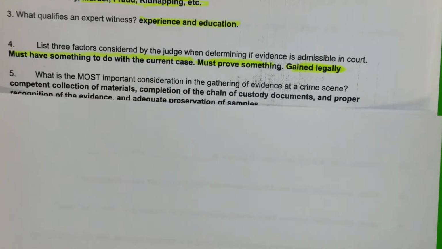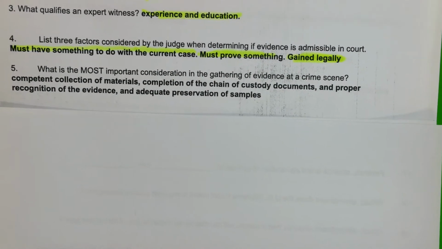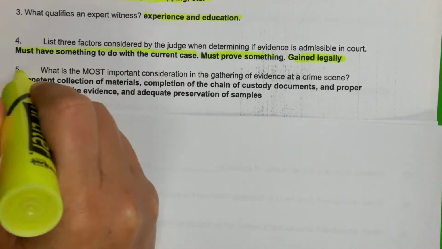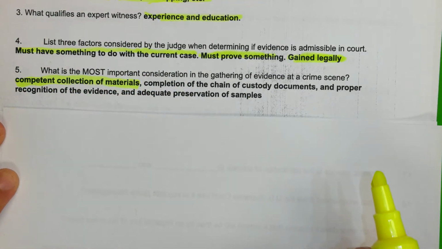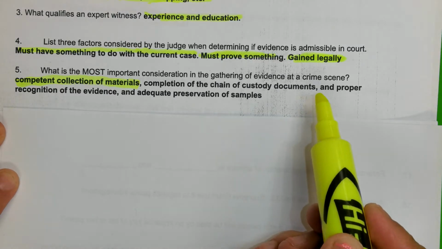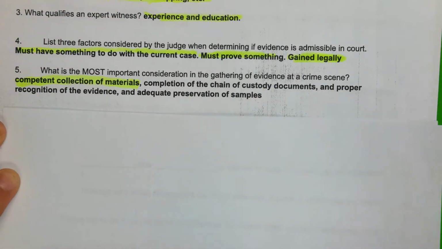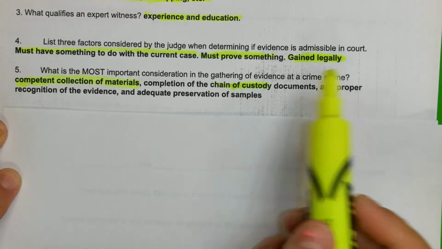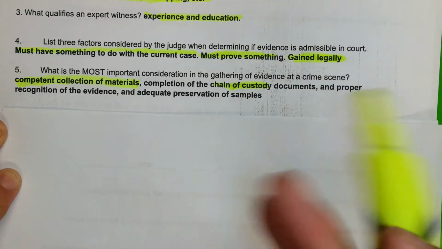The next one is number five. What is the most important consideration in the gathering of evidence at a crime scene? Well, first of all is a competent collection of materials. Very important that they know how to collect the materials. Also, they must have completed the chain of custody documents, how it's passed on from one scientist or one investigator to another, and they must have documented everything, and also how they put the dates in there. But mainly the key word here is chain of custody. It's basically a chain, meaning where it's handed off.